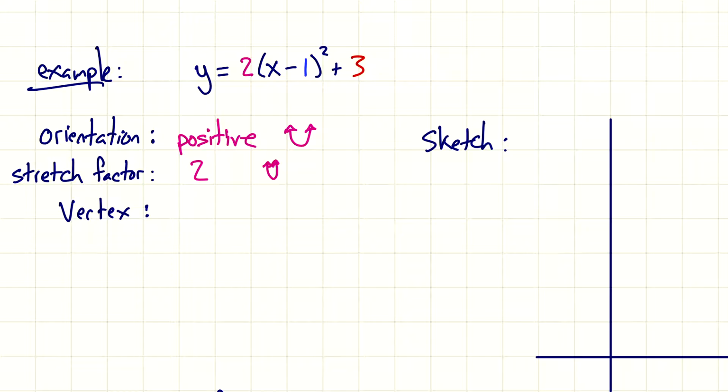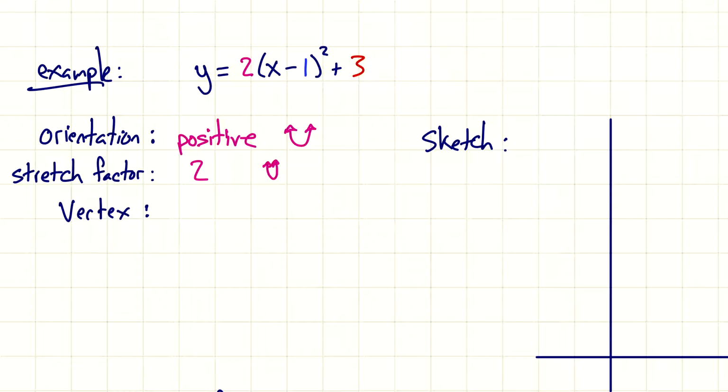Vertex, I want to know where this graph is located. The nice part about a parabola is if you move the vertex, all the other points move with it. So it doesn't get distorted. As long as you move the locator point, the vertex, the whole parabola is going to move with it. So I want to know where our parabola is.